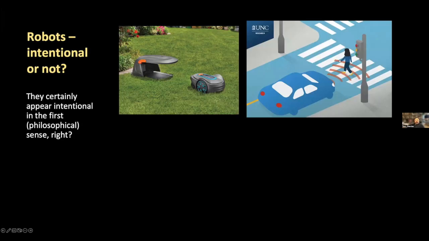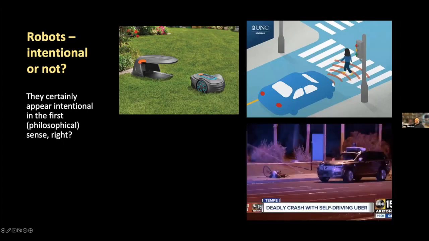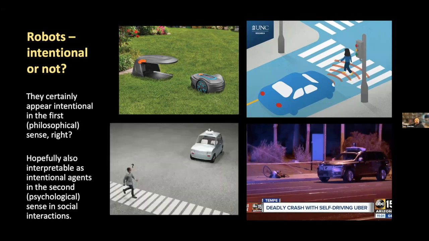And here are just some more illustrations of robots that we certainly think of as being able to detect objects in the world, or, in the case of the accident illustrated there at the bottom, of not being able to detect objects in the world. And that is something that certainly is important to our interpretation of robots and how we interact with robots.